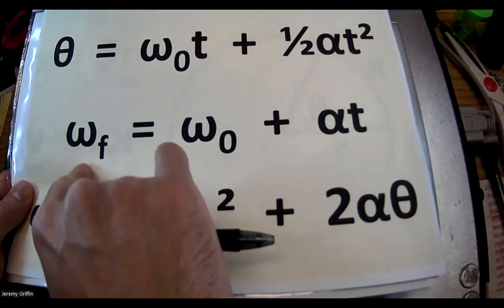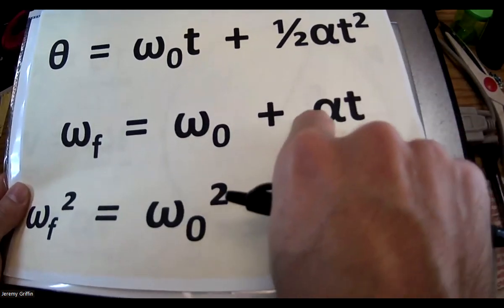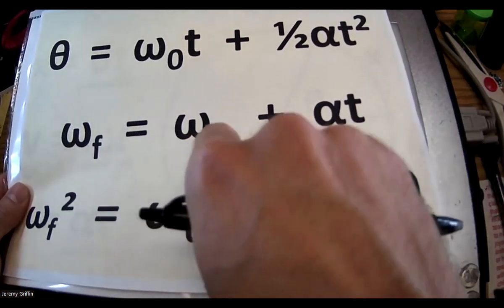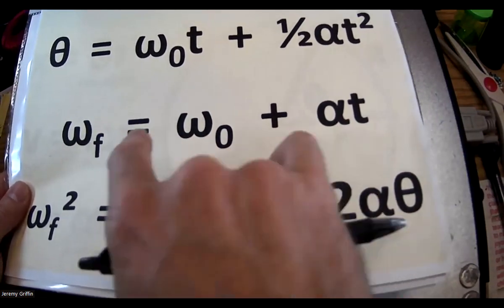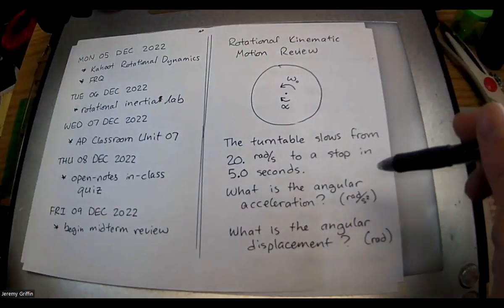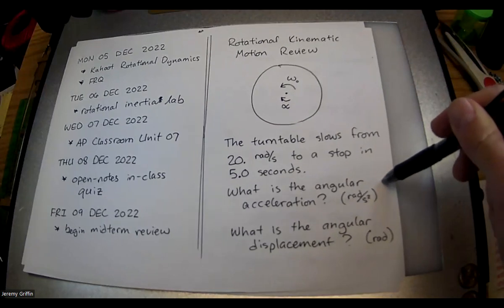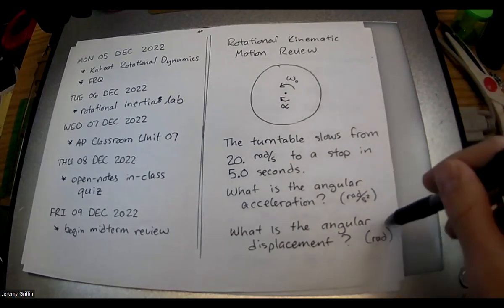So 0 equals 20 plus alpha times 5, right? Subtract 20 over, divide by 5. Guys, what's -20 divided by 5? -4, and the units would be radians per second squared. So everybody's got -4 radians per second squared, right? Okay. All right. Follow-up question.